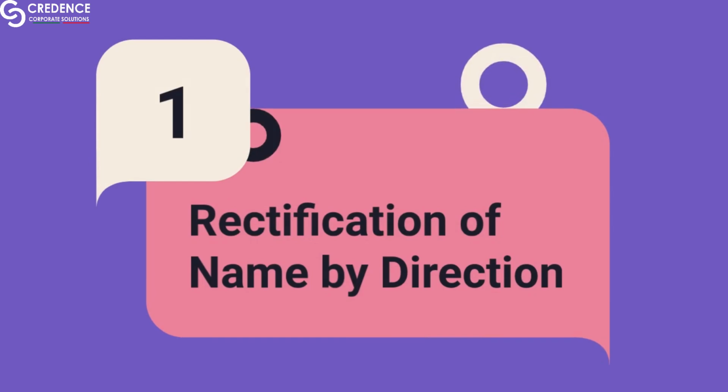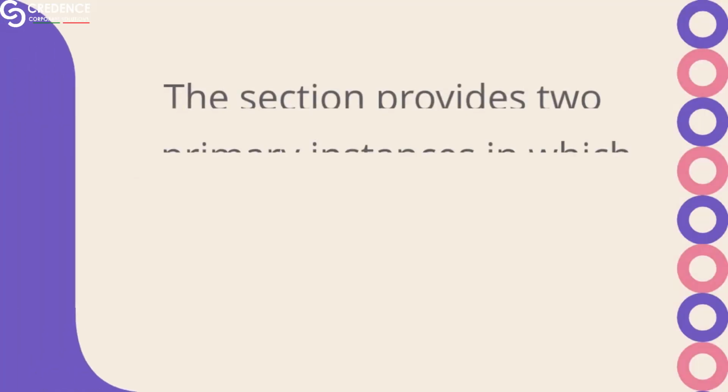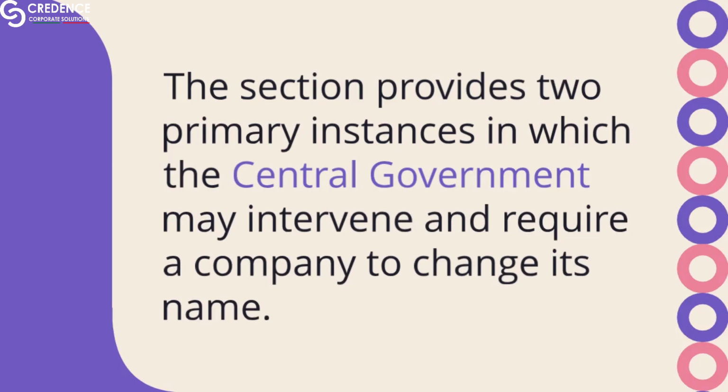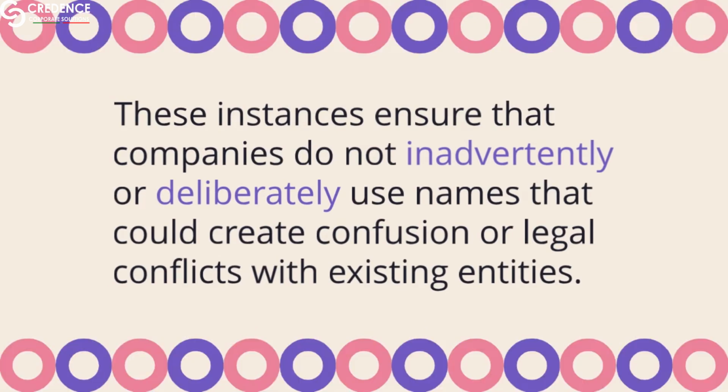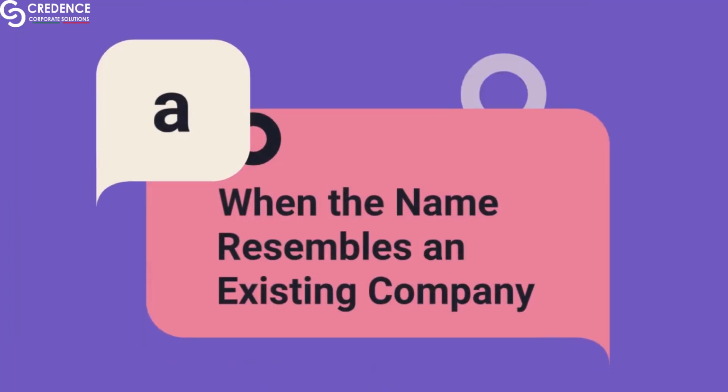1. Rectification of name by direction. The section provides two primary instances in which the central government may intervene and require a company to change its name. These instances ensure that companies do not inadvertently or deliberately use names that could create confusion or legal conflicts with existing entities. A. When the name resembles an existing company.